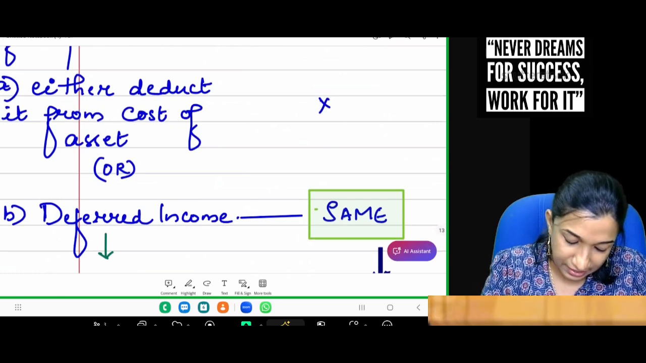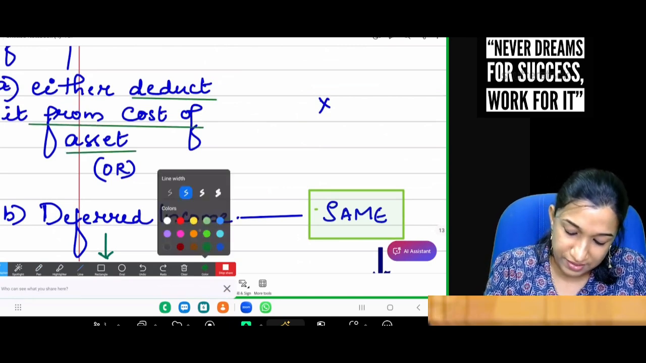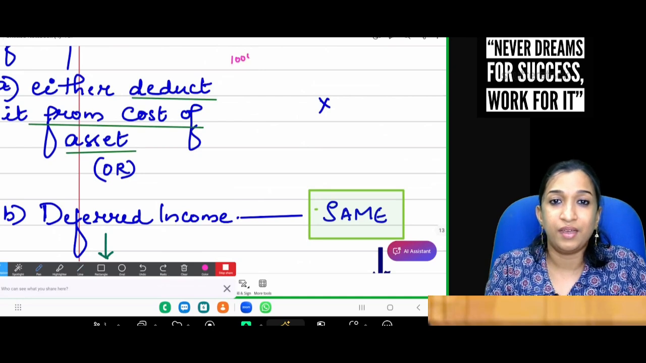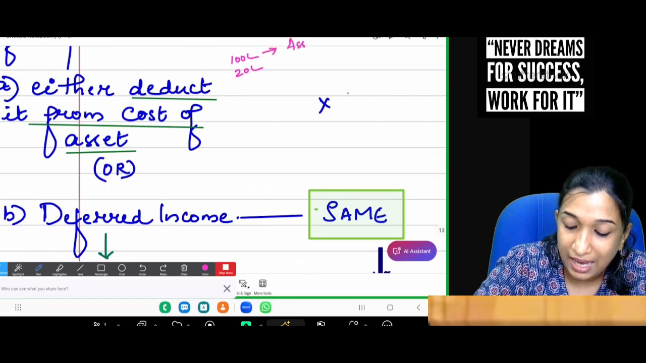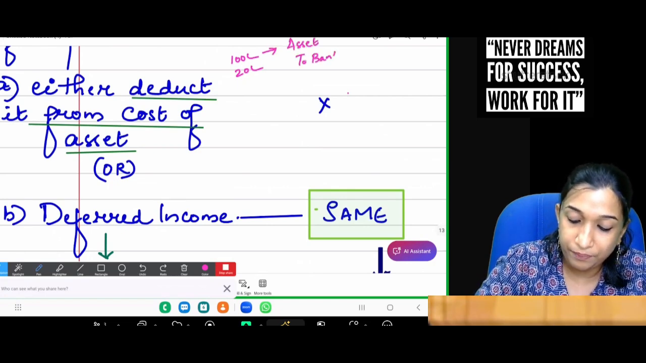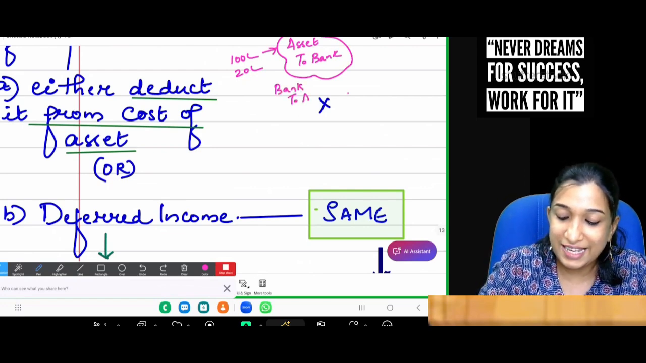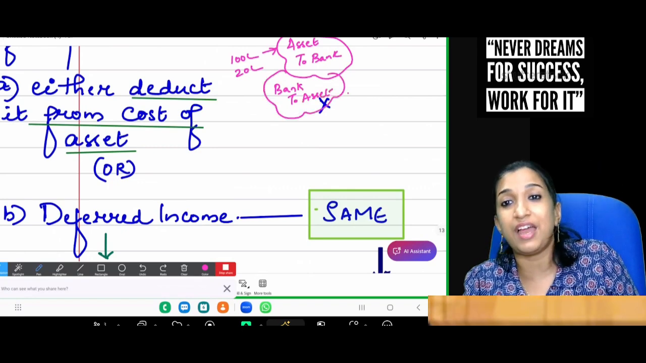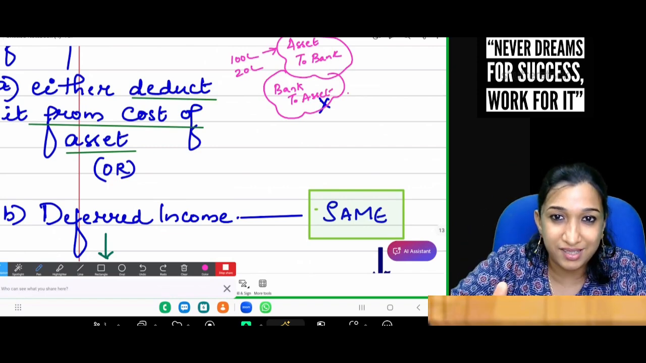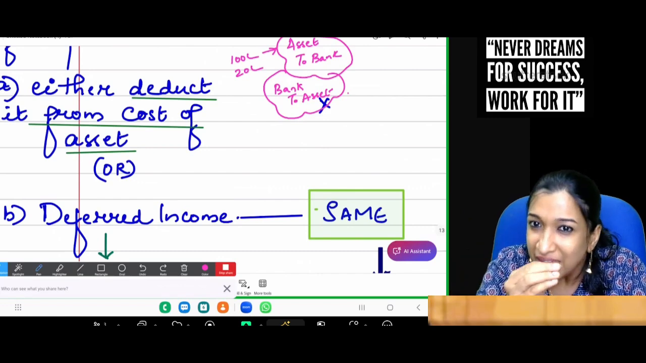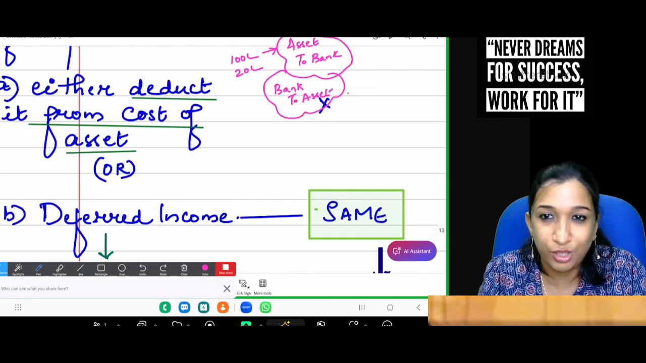Option number one, deduct it from the cost of the asset. Say for example, the cost of the asset is 100 lakhs and I got a grant of 20 lakhs. When I acquired the asset, I passed the entry asset to bank. Then when the grant is received, I can pass the entry bank to asset. Adjust it from the value of the asset. Or you could have passed the entry, listen to the journal entry carefully, bank to grant, grant to asset. Effectively, it is bank to asset. So, you can deduct it from the value of the asset.